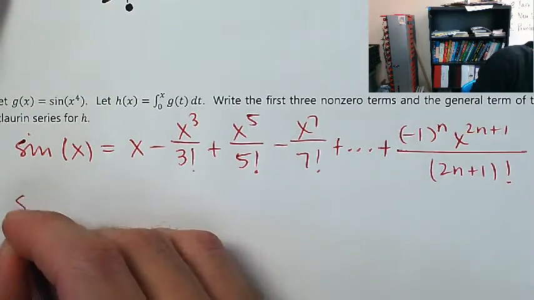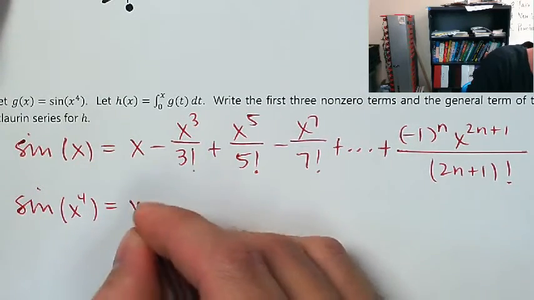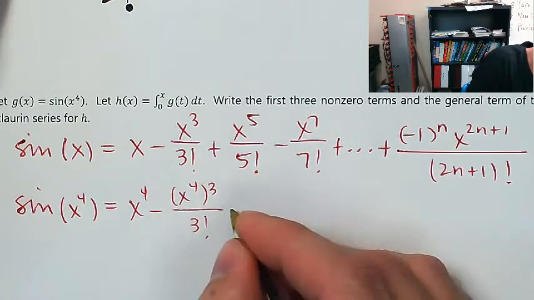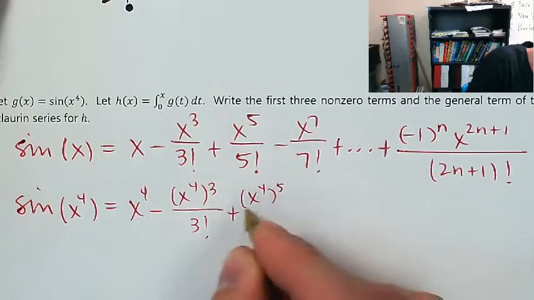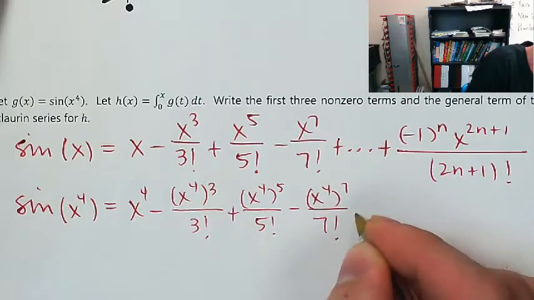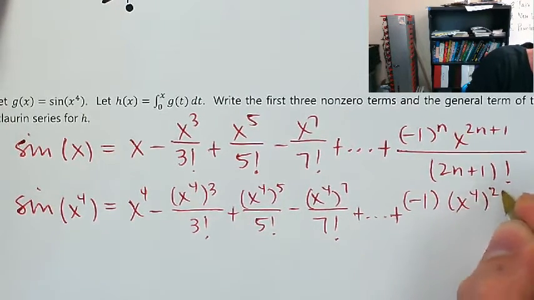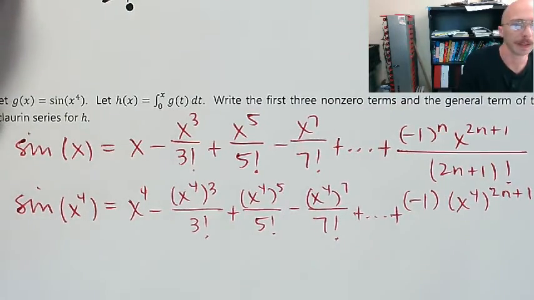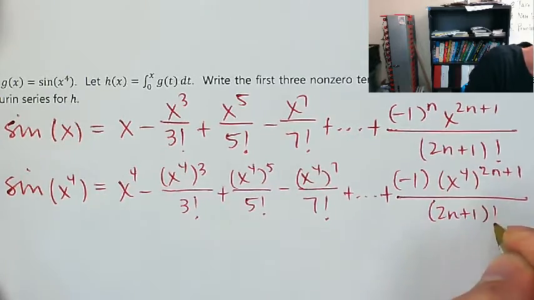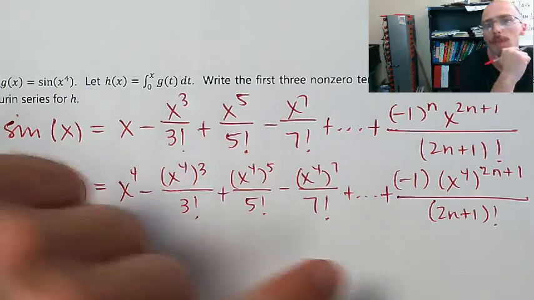Meaning sine of x to the fourth, so I'm just going to replace every x with an x to the fourth. So that's x to the fourth minus x to the fourth to the third power divided by 3 factorial, x to the fourth to the fifth divided by 5 factorial, minus x to the fourth to the 7 over 7 factorial. What did I do? I just replaced x with x to the fourth, and I didn't change the denominator. And because I'm going to eventually be anti-differentiating, I'm going to want to simplify this.